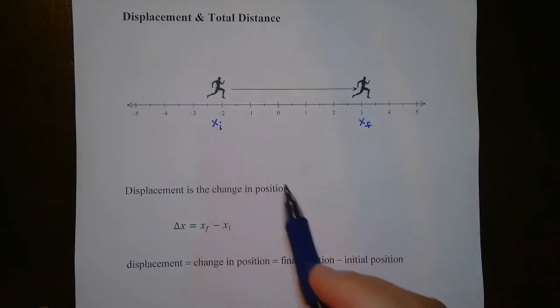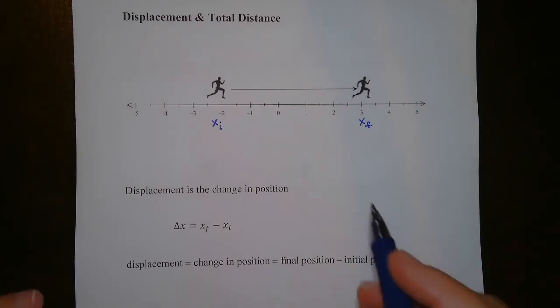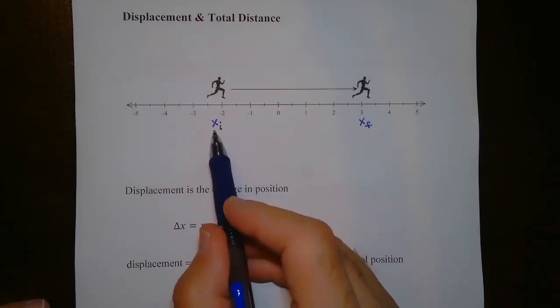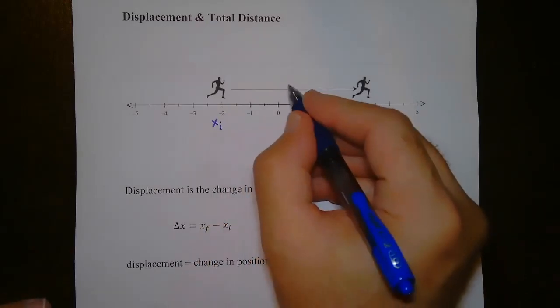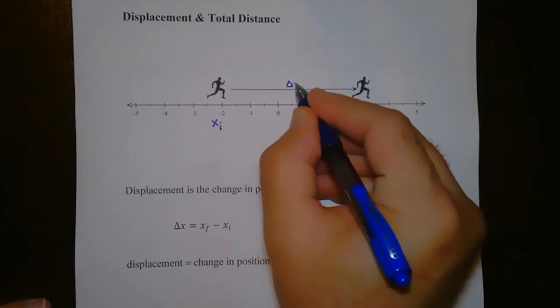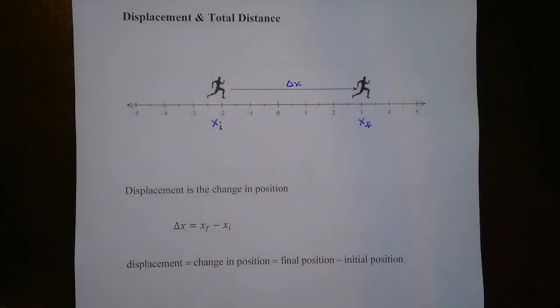The displacement is the change in position. So if we go from x_i to x_f, that would be delta x, my change in x. It's kind of like slope, but only in one direction. So displacement is the change in position. Delta x is x sub f minus x sub i. This is what's really important: it's the final position minus the initial position, and it always has to be in that order.